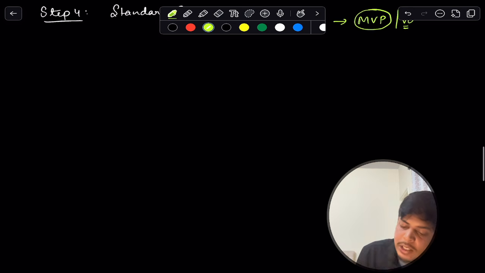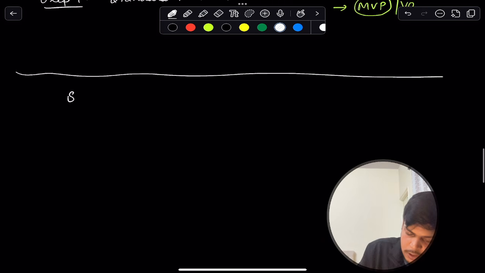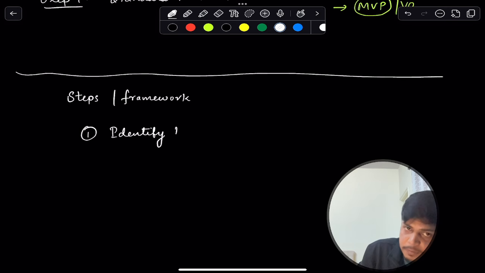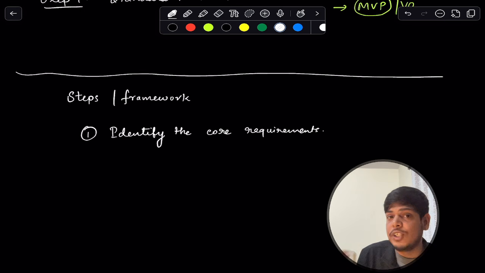Okay. Now the next section of the video is about steps, or it could also be a framework for LLD rounds. It looks very simple. The first is identify the core requirements. And this is what I have been speaking about for the last 5 minutes. So you don't need to start coding immediately. You need to ask questions, right?